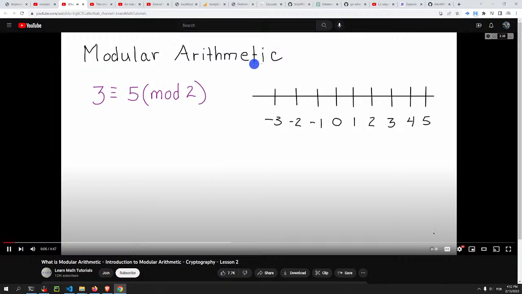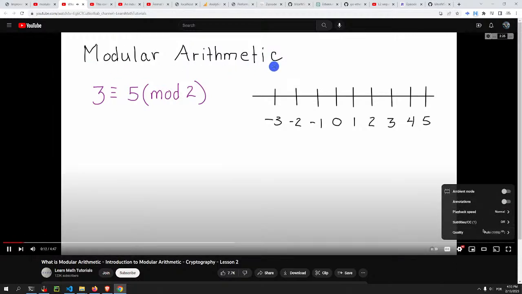In this video, we're going to be talking about modular arithmetic. Modular arithmetic is a very fundamental component of cryptography, so it's very important that we understand what modular arithmetic is and how to use it before we ever start learning about cryptography.